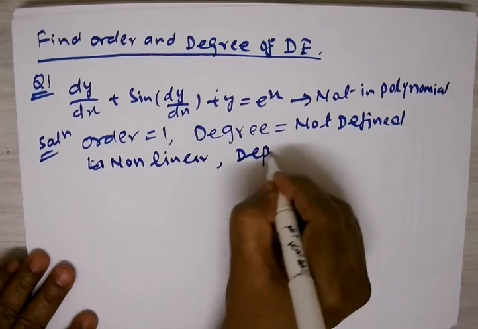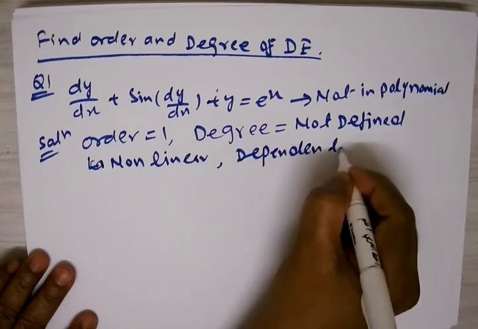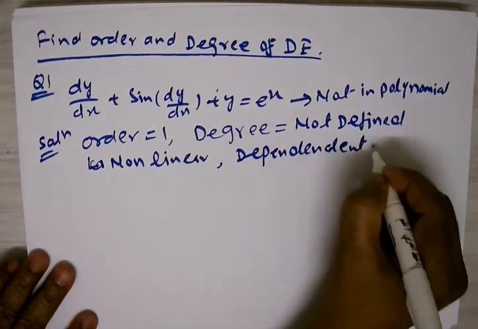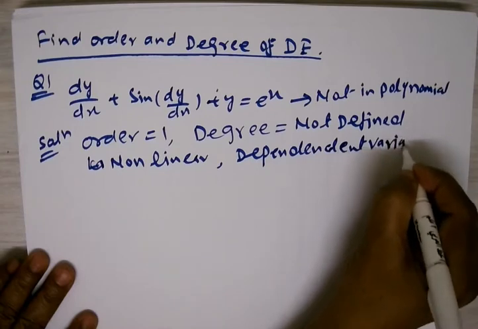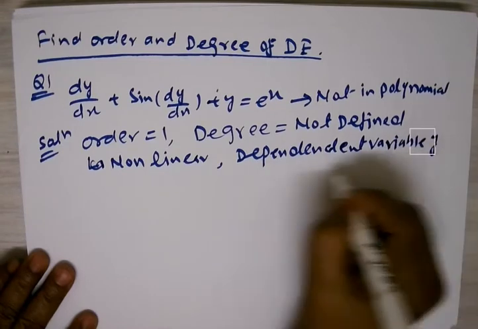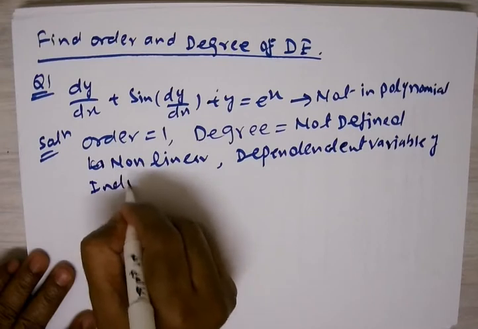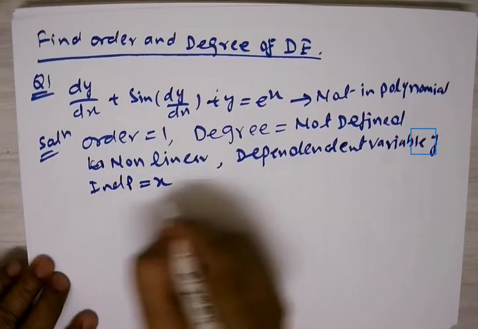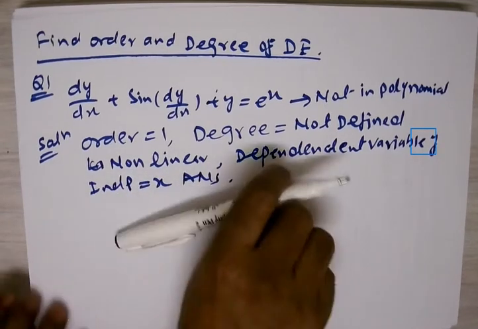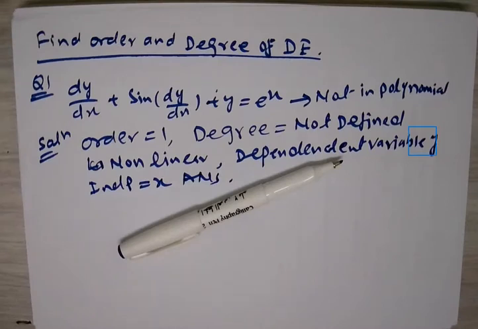The dependent variable is y and the independent variable is x. So this is the answer to that question. Hopefully you understand that one, my dear friends.